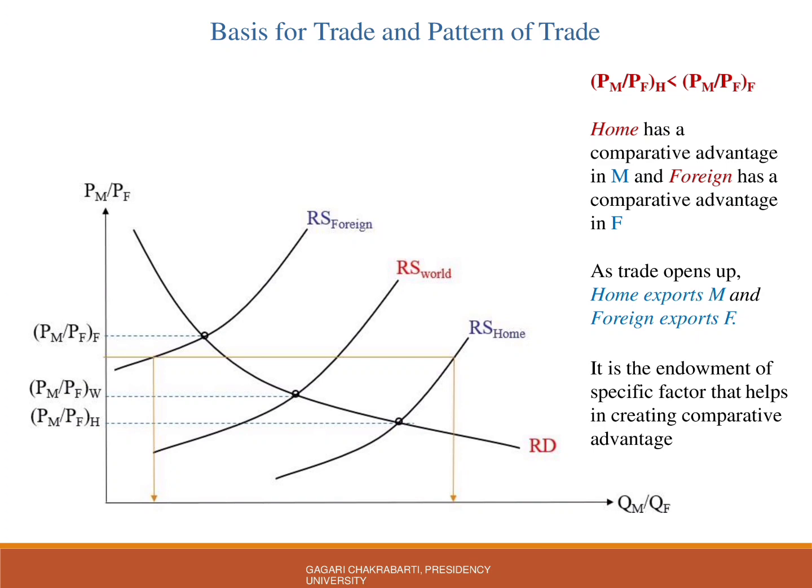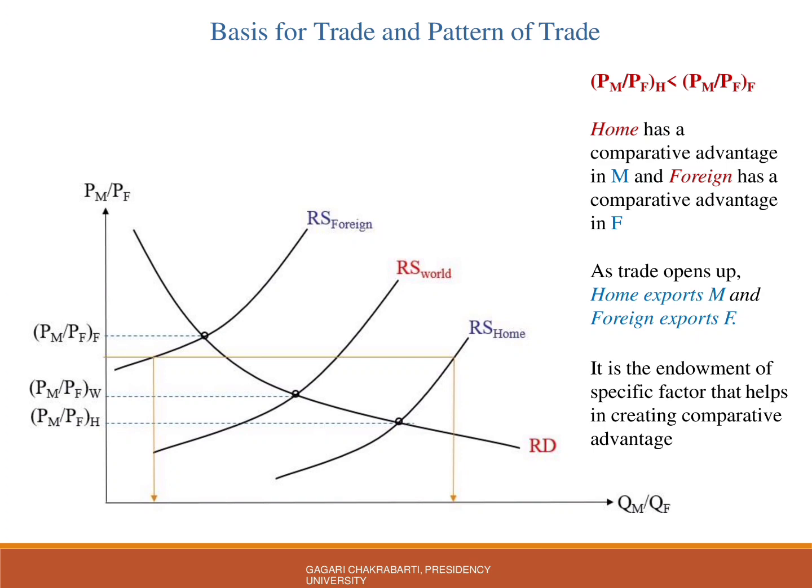So in this specific factor model, it is the endowment of the specific factor that helps in creating the comparative advantage, which is in sharp contrast to the Heckscher-Ohlin model, where the comparative advantage was created by the factor abundance. So we can find out the effect of an increase in the supply of capital.